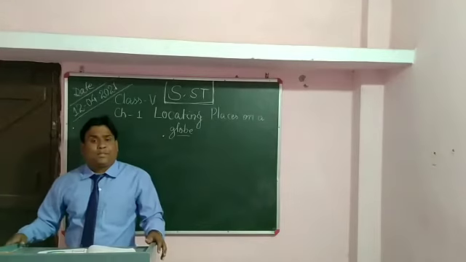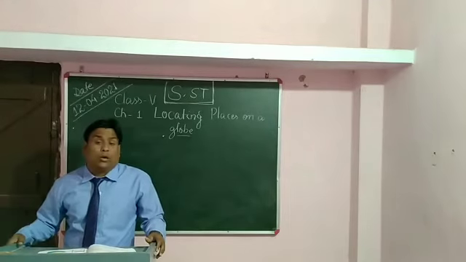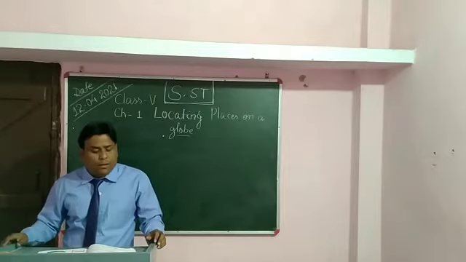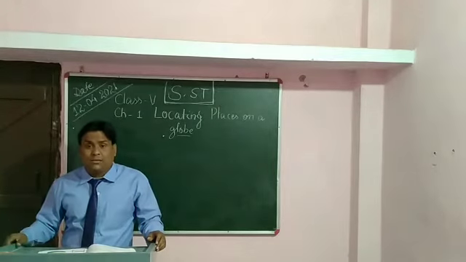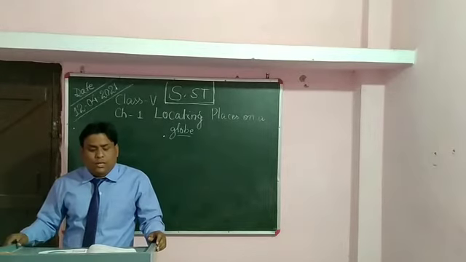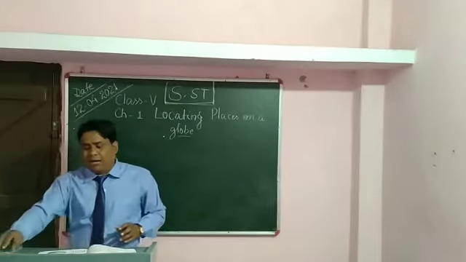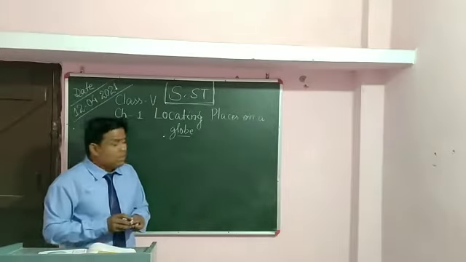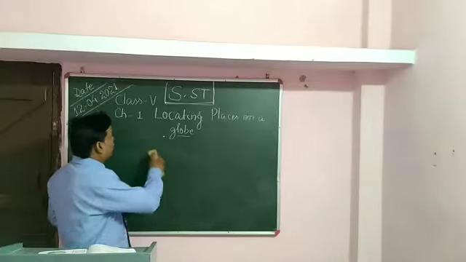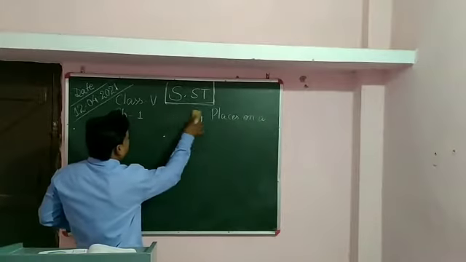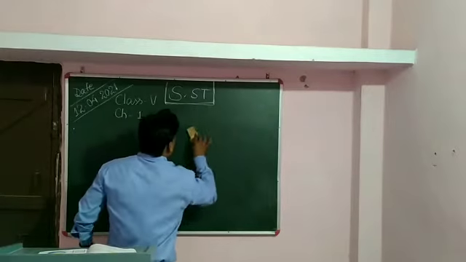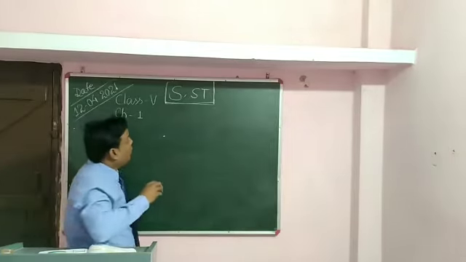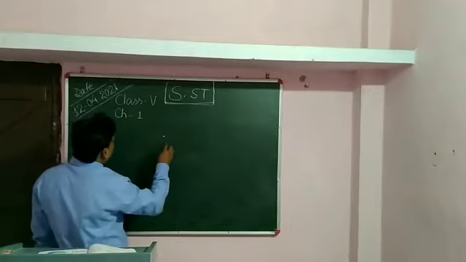This chapter says the lines on a globe. Students, there are a few important lines on a globe, like lines of latitude and lines of longitude. What is a line of latitude and what is a line of longitude? Let's have a look at the board. Please concentrate, don't skip the video, and try to look at the board.